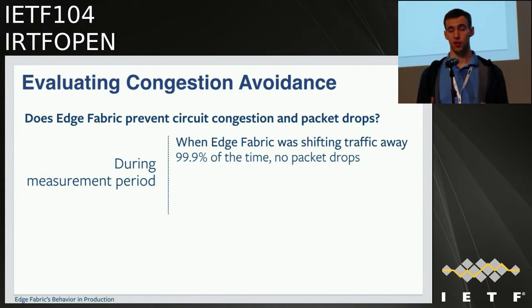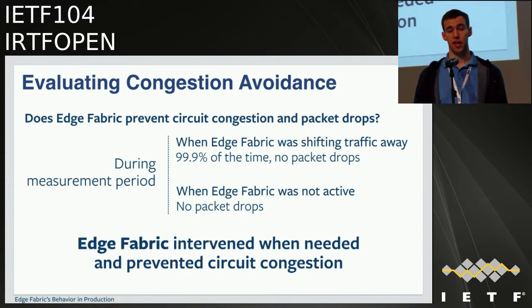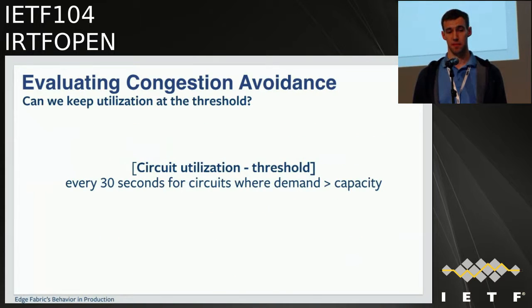What we did here is we measured across our network during that 2-day measurement period. And what we found is when Edge Fabric is shifting traffic away, meaning that it believes that a link would be overloaded if it didn't intervene, 99.99% of the time, there were no packet drops on that link. Likewise, when Edge Fabric wasn't active, which means it wasn't shifting traffic away from a link, there were no packet drops. So this means that Edge Fabric intervened when needed, and it successfully prevented circuit congestion.